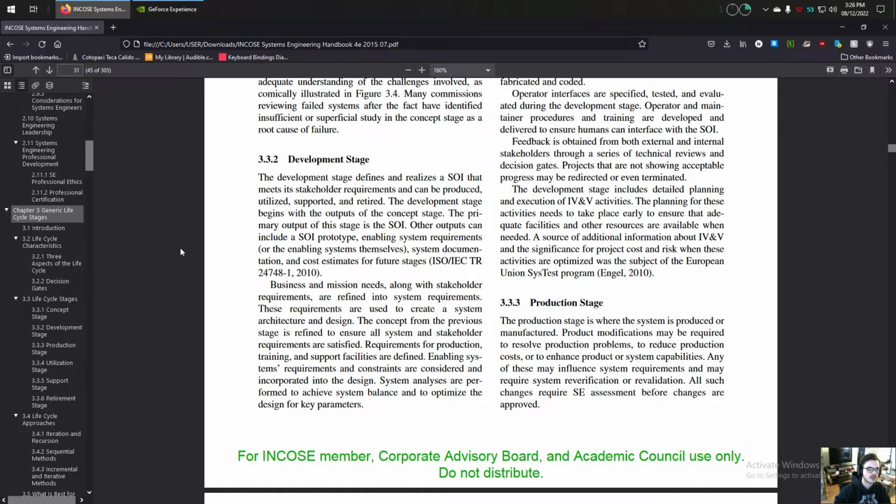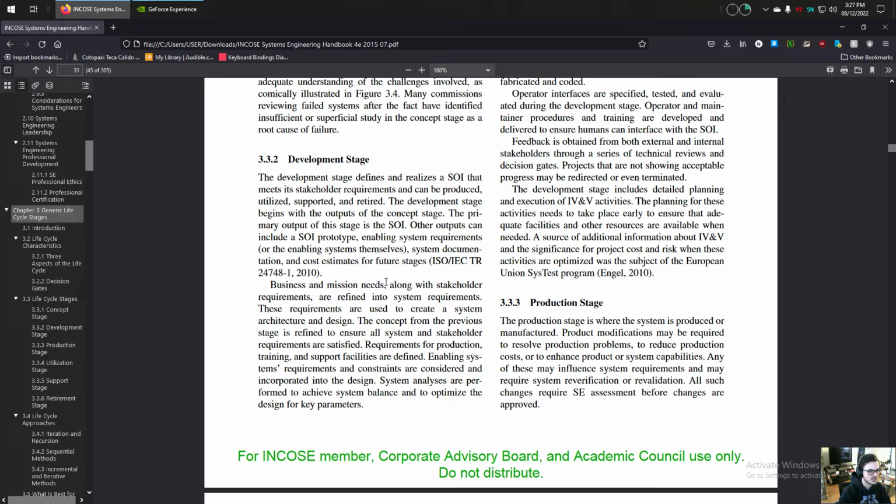The next lifecycle stage is the development stage. The development stage defines and realizes a system of interest that meets its stakeholder requirements and can be produced, utilized, supported, and retired. The development stage begins with the outputs of the concept stage. The primary output of this stage is the system of interest. The outputs can include a system of interest prototype, enabling system requirements, or the enabling systems themselves, systems documentation, and cost estimates for future stages.